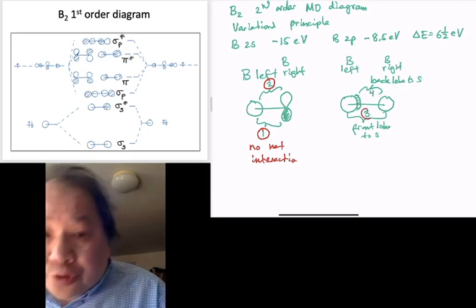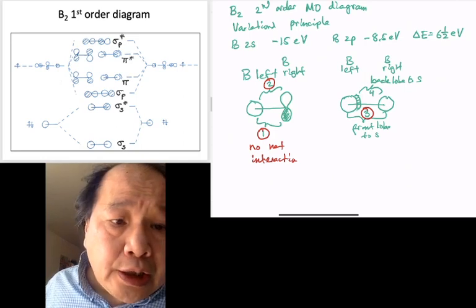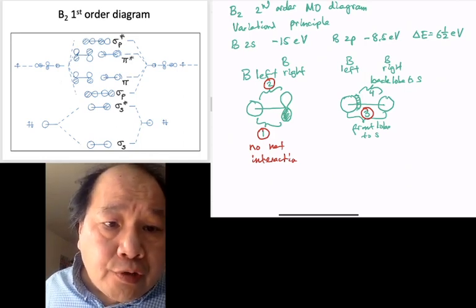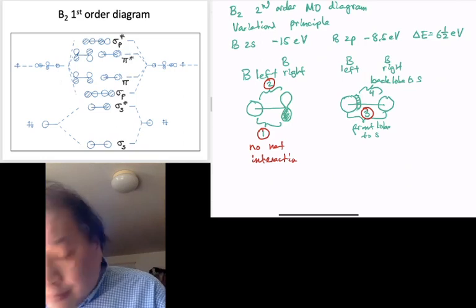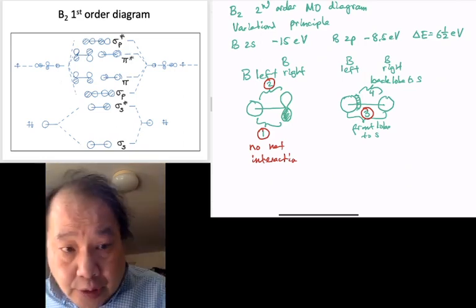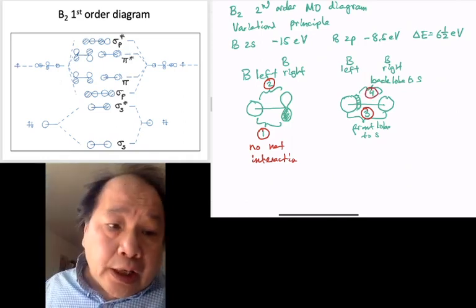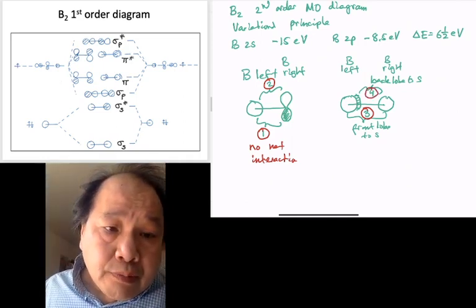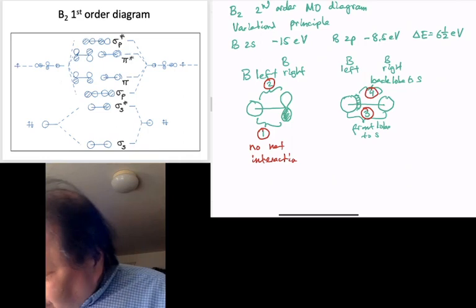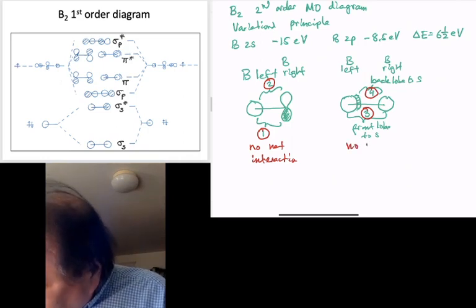Put in chat, 3, is it constructive or destructive? Put it in chat. 3 is constructive. 4, put it in chat. Constructive or destructive? Destructive. No net interaction.